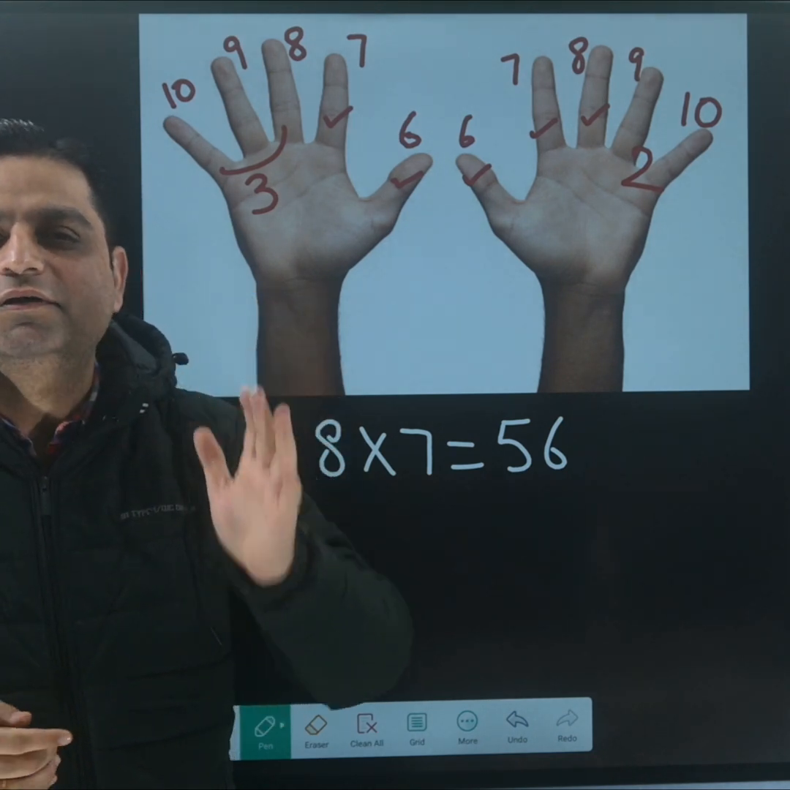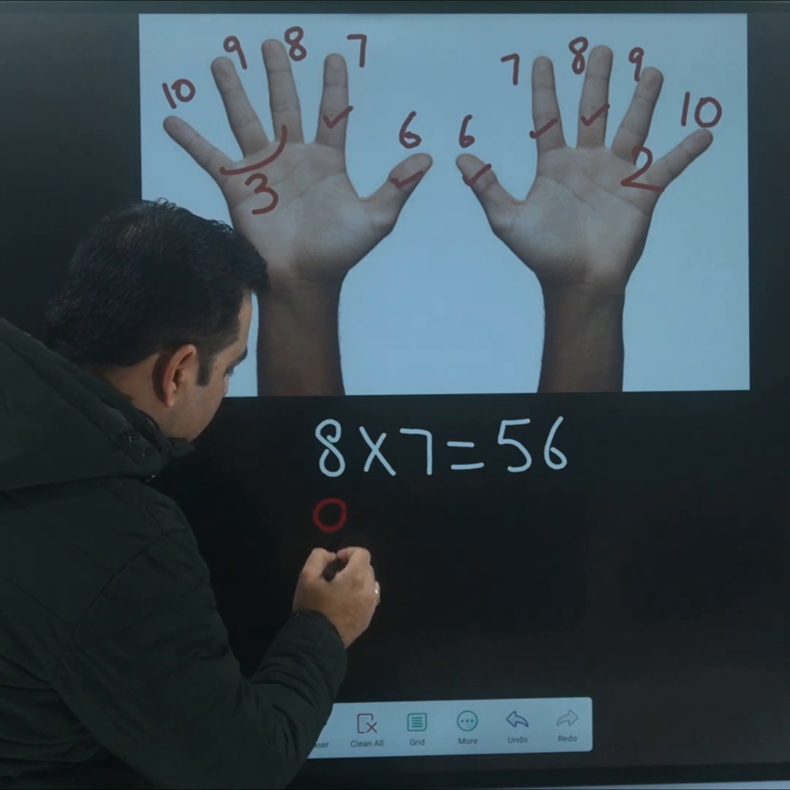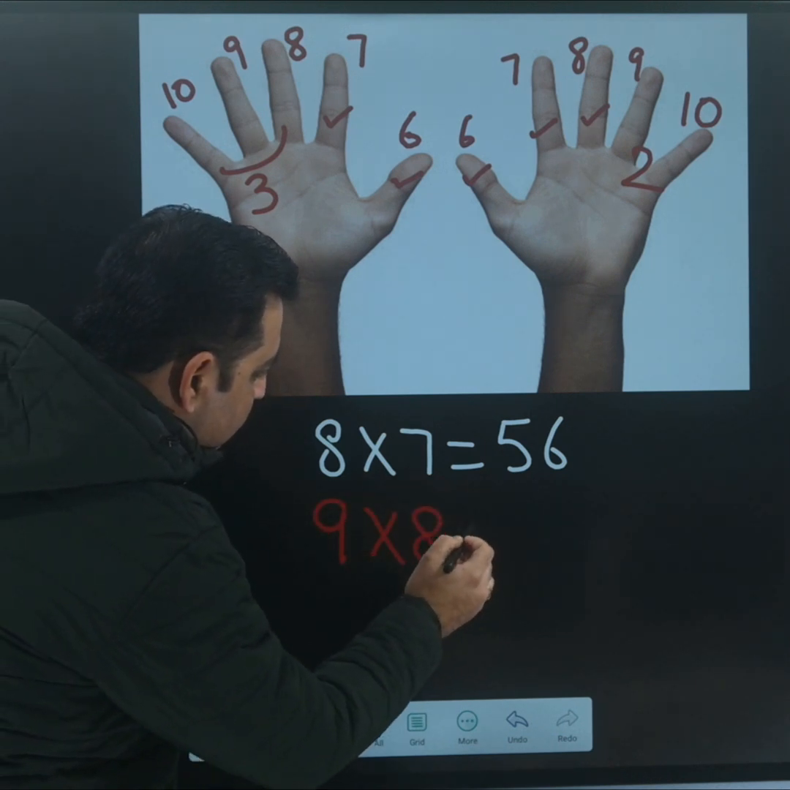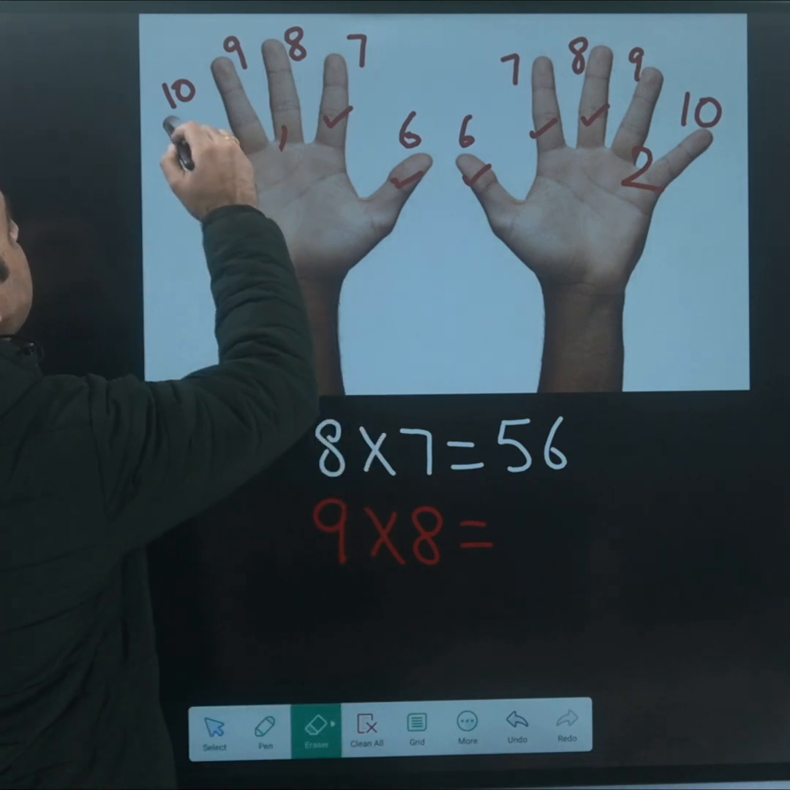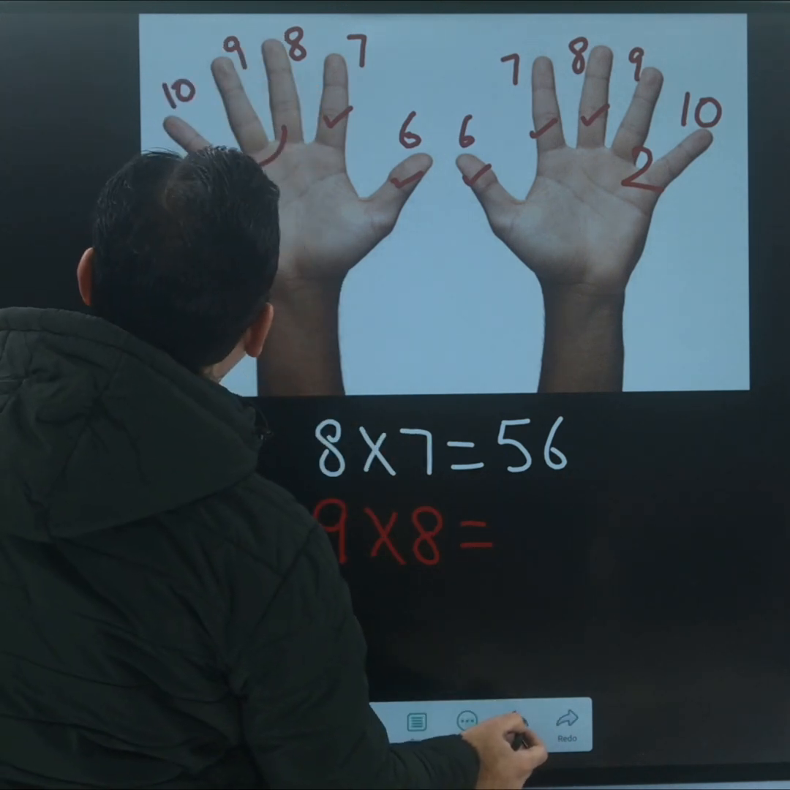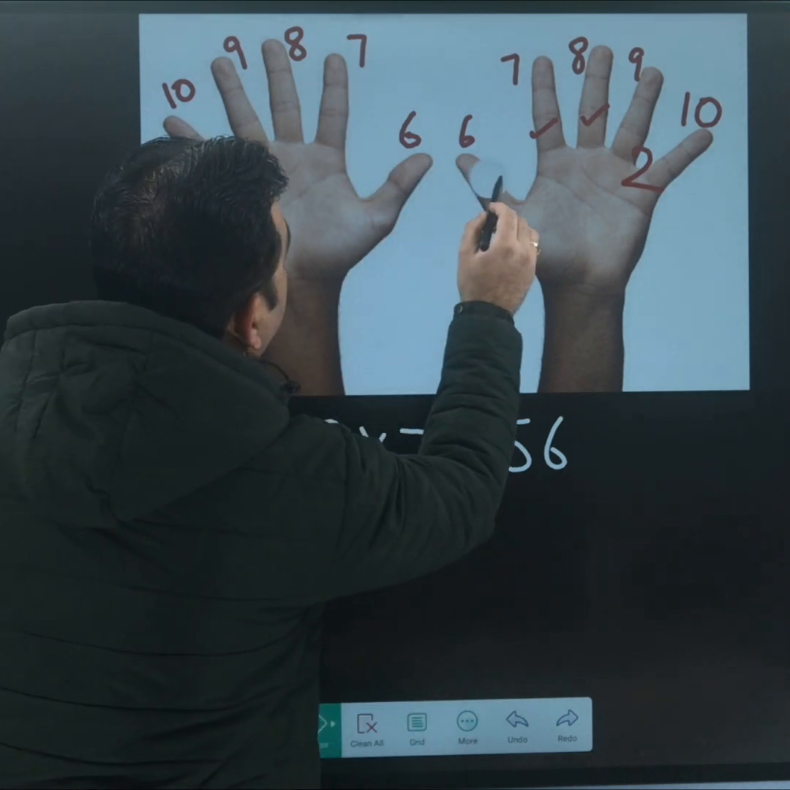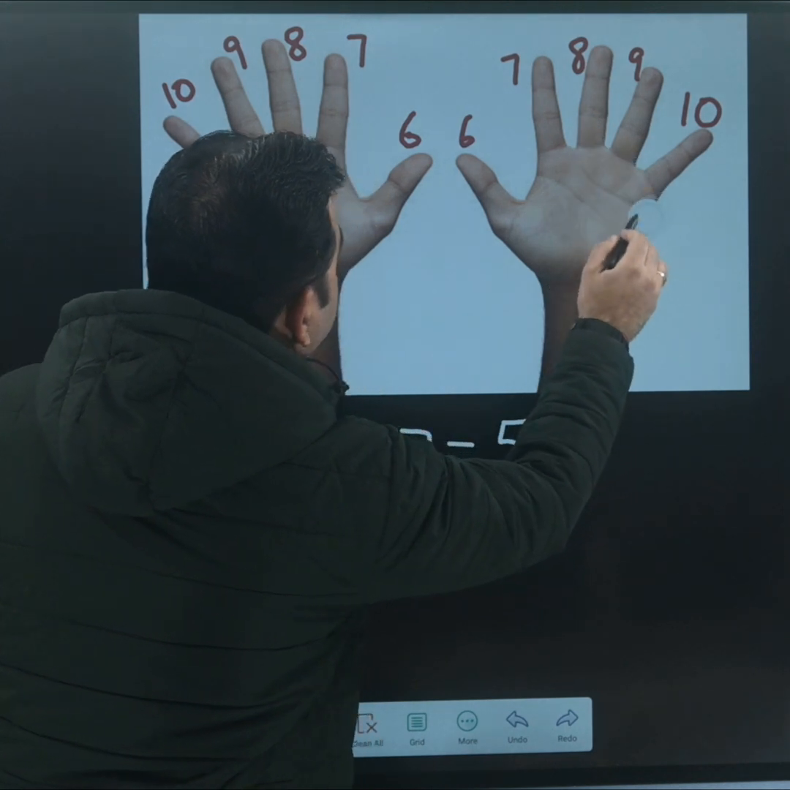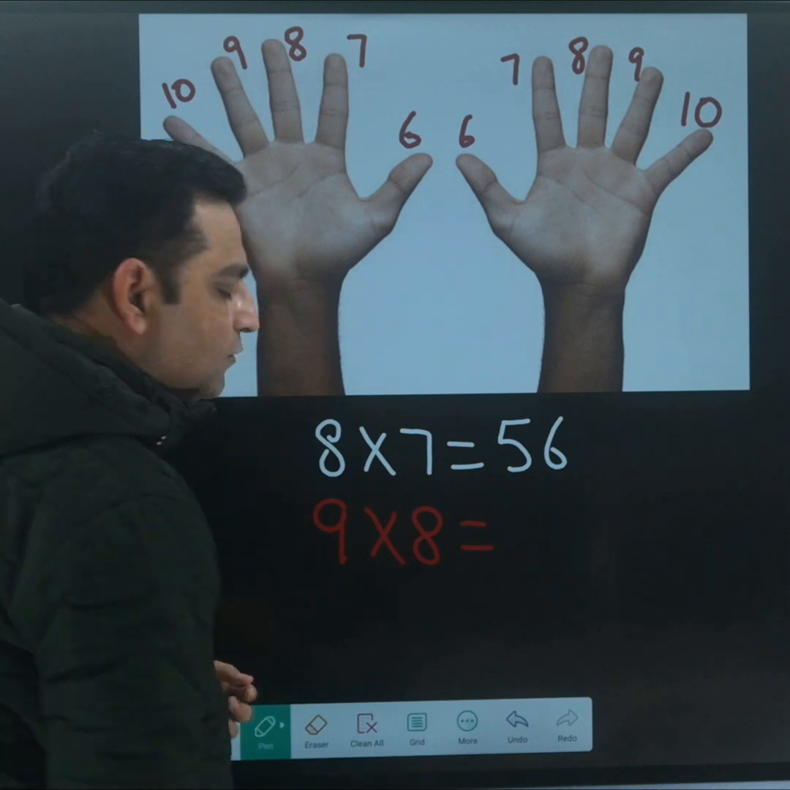I'm going to do one more example for more clarity. For example, we have 9 multiply 8. 9 multiply 8 we want to find. Let me clean the board. Just a minute. Because we will make a fresh text over here. We want 9 multiply 8.